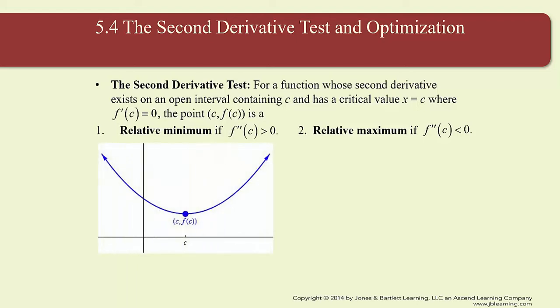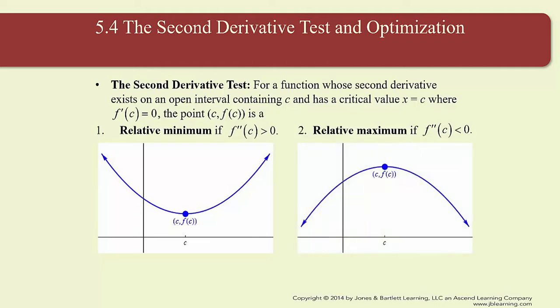And pictorially, this should make some sense. Look at the point there, (c, f of c). C is a critical value because the derivative is 0. If you draw a tangent line there at (c, f of c), it's a horizontal tangent line, so the derivative is 0. The second derivative evaluated at c would be positive because, look at the graph, it's concave up. Likewise, for a relative max, the second derivative is negative, and you'd be concave down.